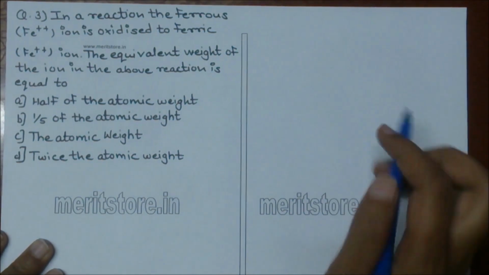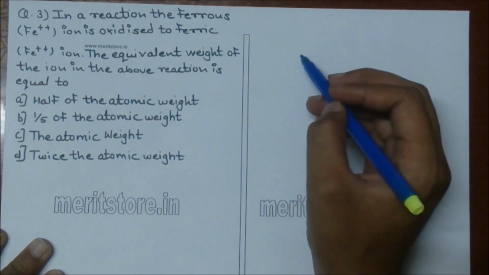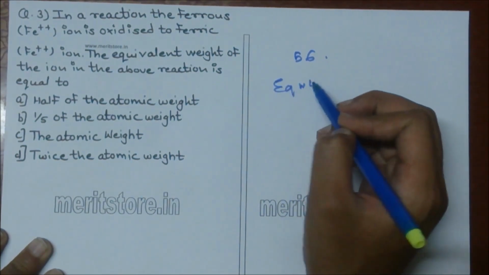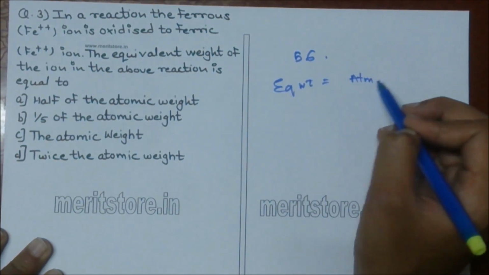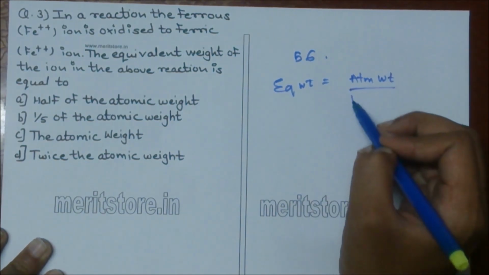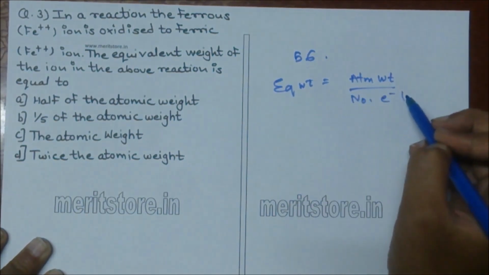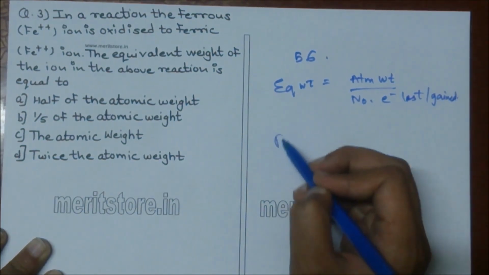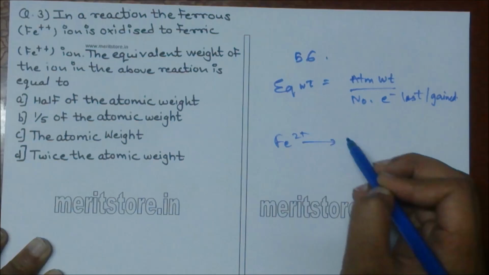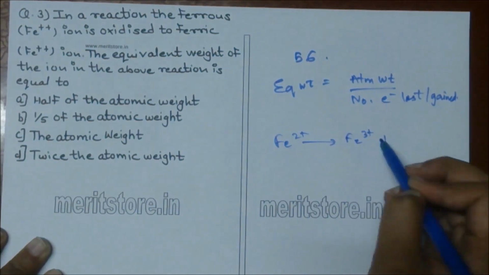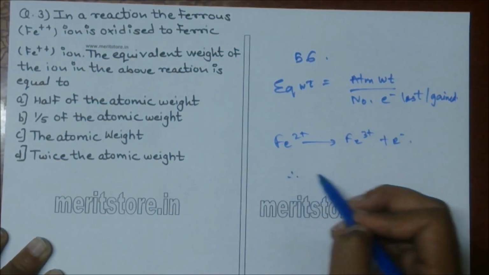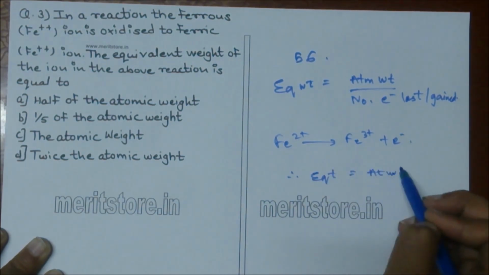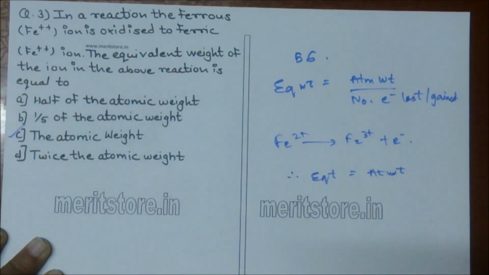So we know that atomic weight of iron is 56. Equivalent weight of iron is equal to atomic weight divided by number of electrons lost or gained. From ferrous to ferric, 1 electron is lost. Therefore, equivalent weight is equal to atomic weight. So option C is the correct answer.